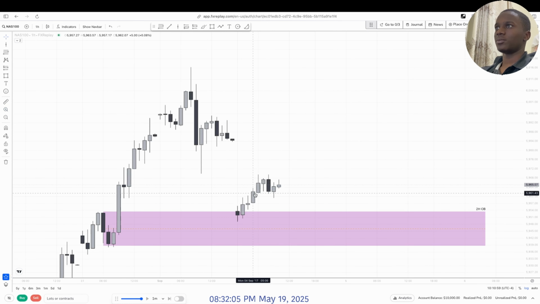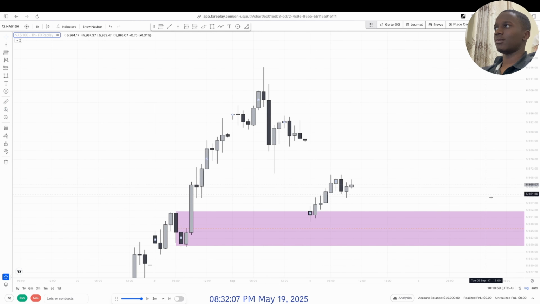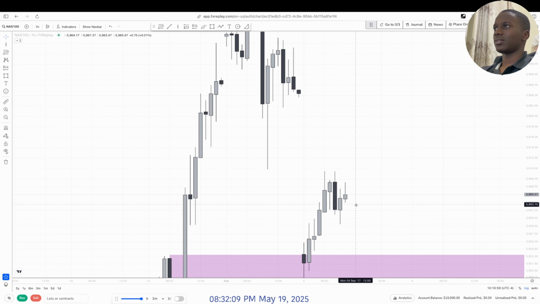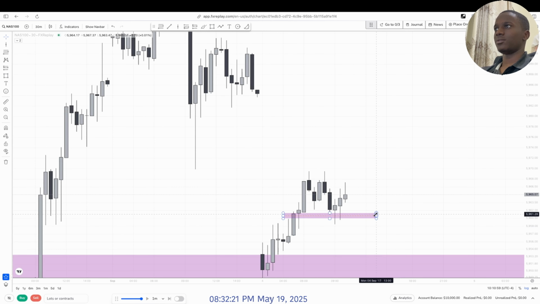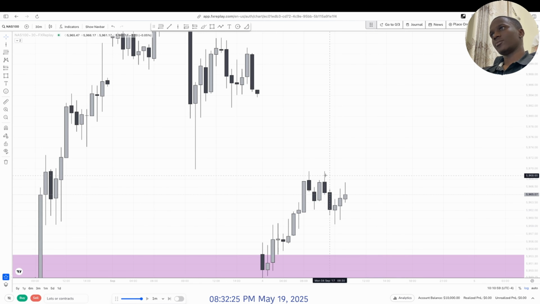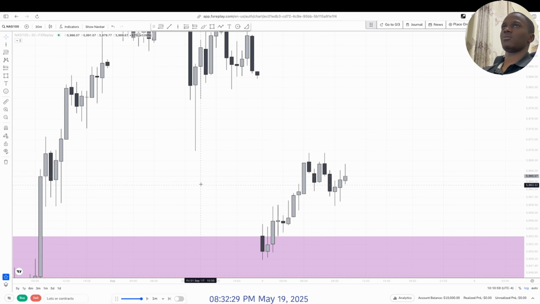You can see that we dropped into this small fair value gap, this one, and maybe this will help us to push higher and take out that level of liquidity. Right, so take out these equal highs before maybe pushing it lower and lower.